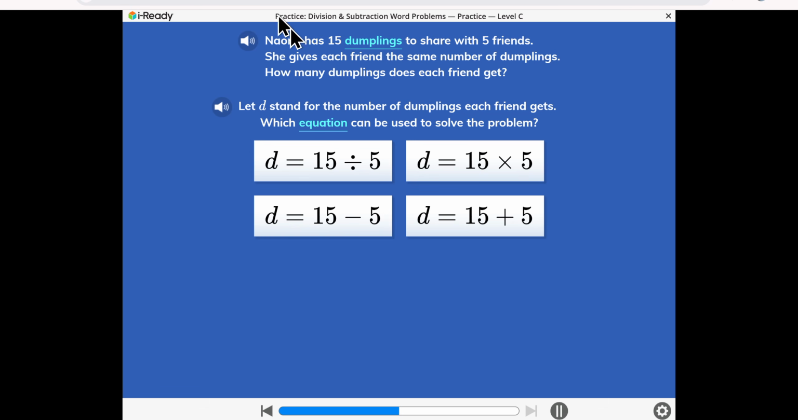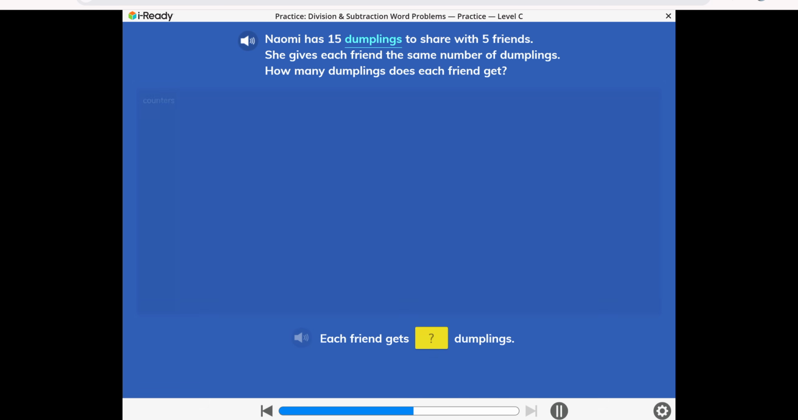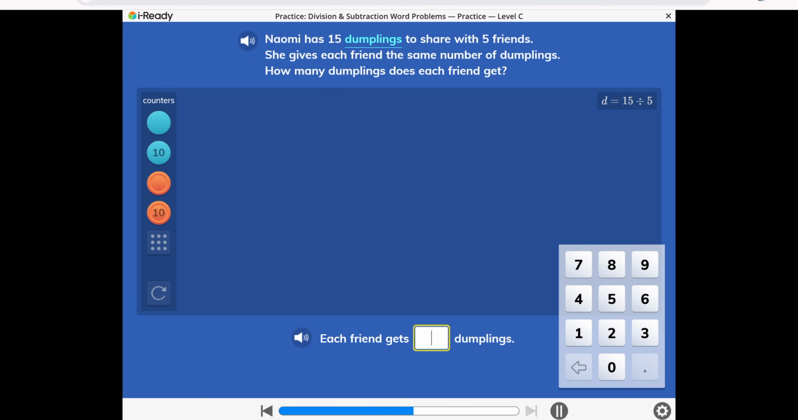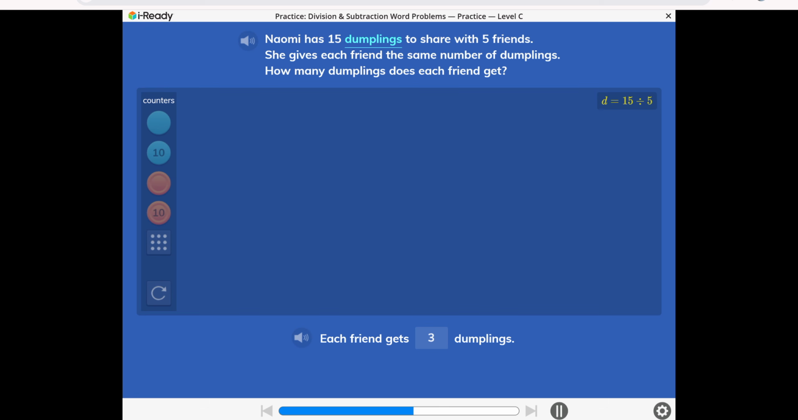So which equation is true? There are 15 dumplings shared equally. How many dumplings does each friend get? The answer is 3. Way to go! D equals 3. Each friend gets 3 dumplings.